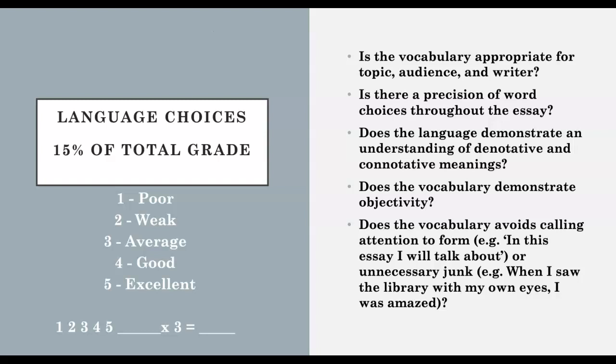You don't want to ever put in this essay, I will talk about, or junk up sentences like, when I saw the library with my own eyes, I was amazed. And I think everybody knows that you see with your eyes, so obviously you could trim that sentence down. And of course, the 1 through 5 multiplied for the 15%.